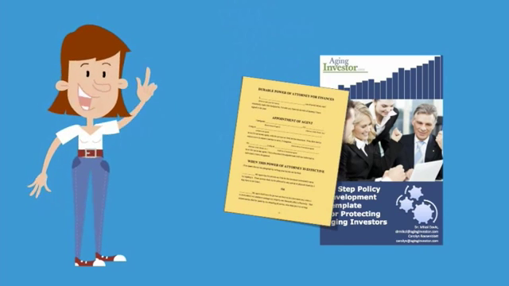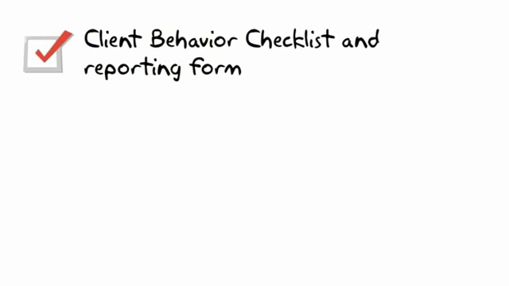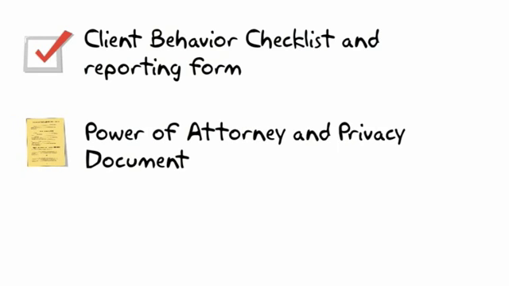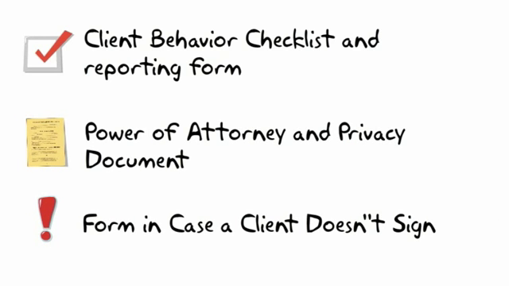So to summarize, the 10-step policy development template is a kit. It offers you model documents. These include your client behavior checklist and reporting form, your power of attorney and privacy document, and your form to use if a client refuses to sign the power of attorney and privacy document.